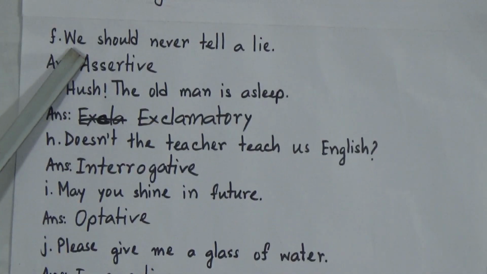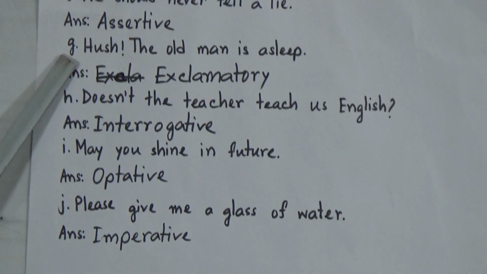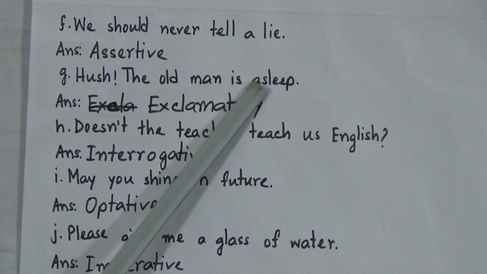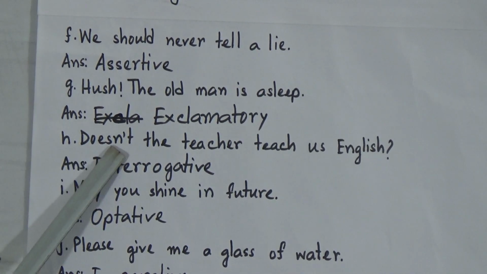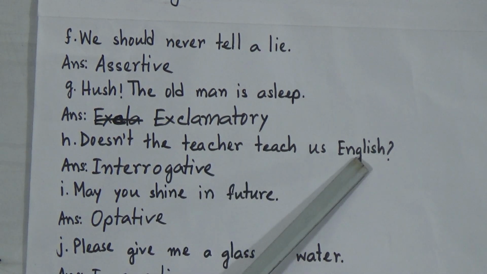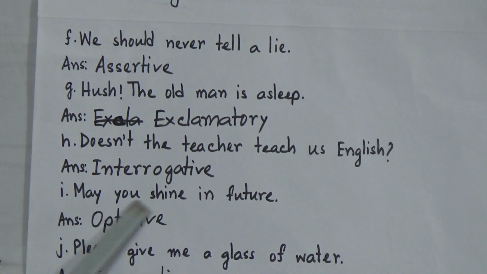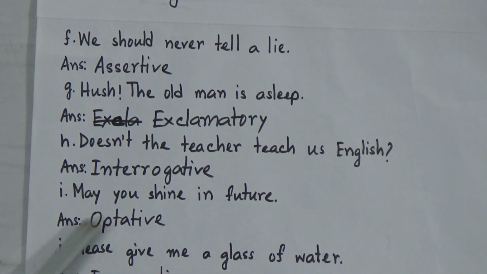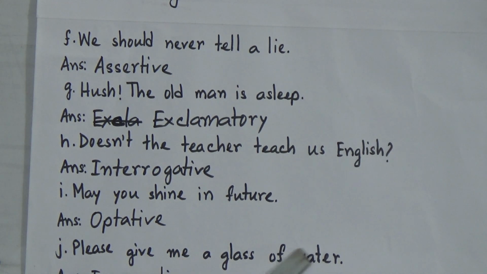Now number F, we should never tell a lie, and the answer is assertive. Number G, hush, the old man is asleep, and the answer is exclamatory. Number H, doesn't the teacher teach us English, and the answer is interrogative. Number I, may you shine in future, and the answer is optative. Number J, please give me a glass of water, and the answer is imperative.